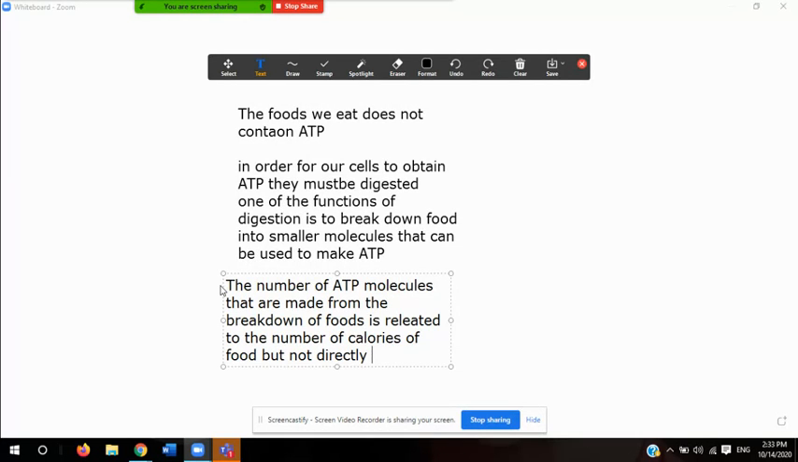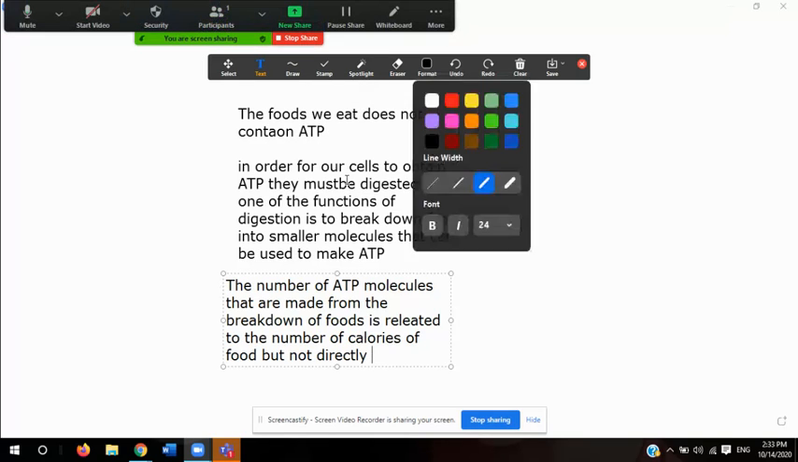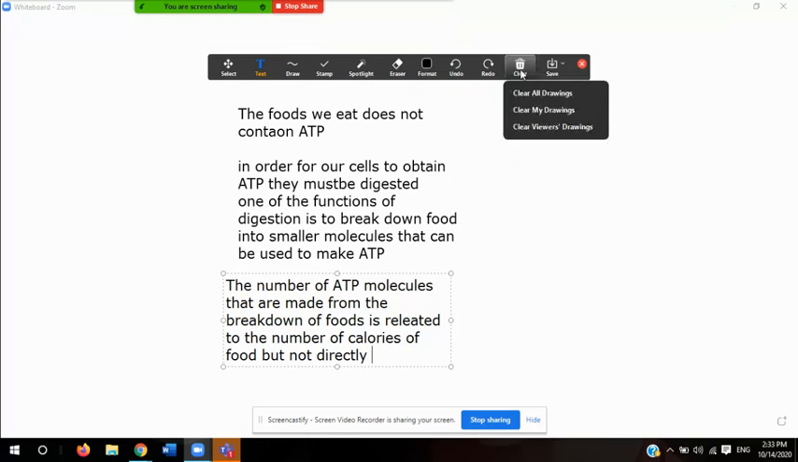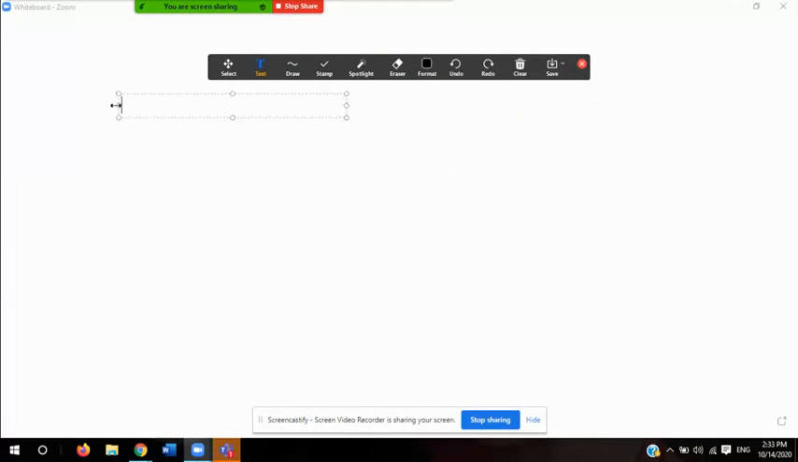So let's move on then to the next page. Speaking of food molecules that make ATP, let's talk about a few. The first thing I'm going to mention is that lipids store the most amount of energy. Contrary to what you might think, it's not carbs, but actually lipids that store the most amount of energy.